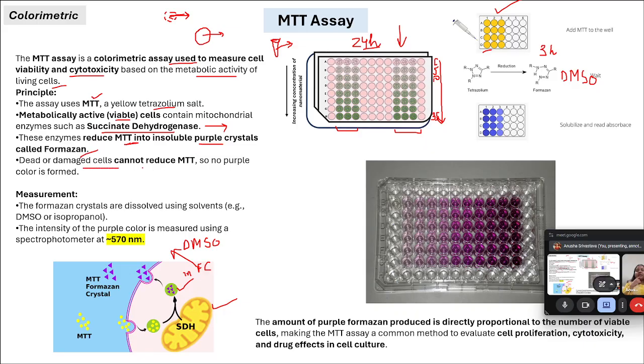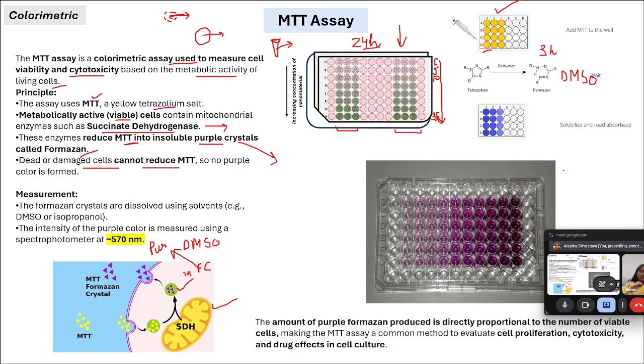Dead or damaged cells cannot reduce MTT. Now, dead or damaged cells will not have an active mitochondria, it will not have succinate dehydrogenase enzyme. So, it will not be able to produce these insoluble purple crystals, which will later be solubilized. And once you add DMSO, the solid crystals that have formed will dissolve and give a purple color solution that you see here.